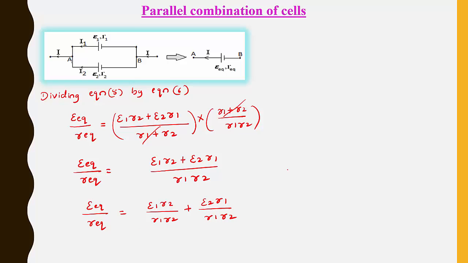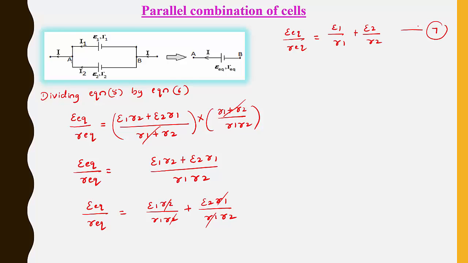Again I am going to modify this equation. E equivalent divided by R equivalent is equal to E1 by R1, because here R2 will get cancelled and here R1 will get cancelled. So E1 by R1 plus E2 divided by R2. Let us take it as equation number 7.